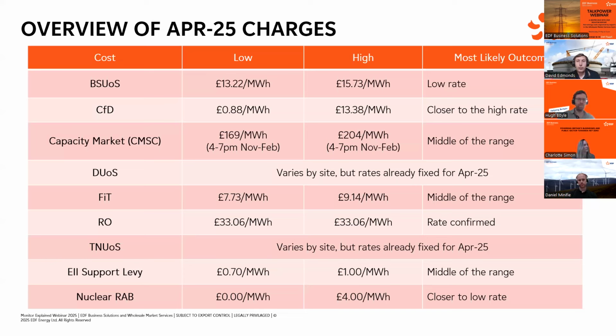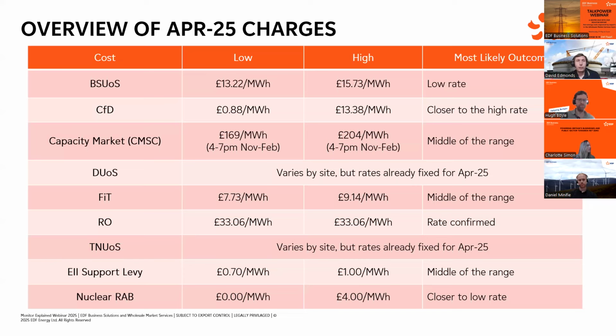Balancing Services, as I mentioned, is the link between transmission constraints and whether that drives higher costs in the short term and a need for NESO to increase the rate a bit further ahead as we head towards the winter. We don't expect that to happen as things stand, but there is a possibility. And then, as I say, definitely looking out for more clarity on that nuclear RAB scheme and the EII support levy to some extent as well as we get more invoice data.